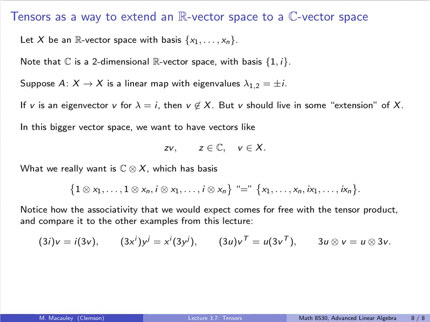Notice how the associativity that we would expect in this vector space comes for free with the tensor product. And let's compare it to the other examples from this lecture where we have seen how that property of numbers going back and forth across the tensor symbol from the left to the right is basically just associativity. In other words, in this setting, 3i times v should equal i times 3v. So this is like 3i tensor v equals i tensor 3v. In our first setting of vector spaces of polynomials, 3x to the i tensor y to the j has to be equal to x to the i tensor 3y to the j. In the previous setting with linear maps, 3u tensor v has to be equal to u tensor 3v, and that's exactly what happens in general with the construction of the tensor product.